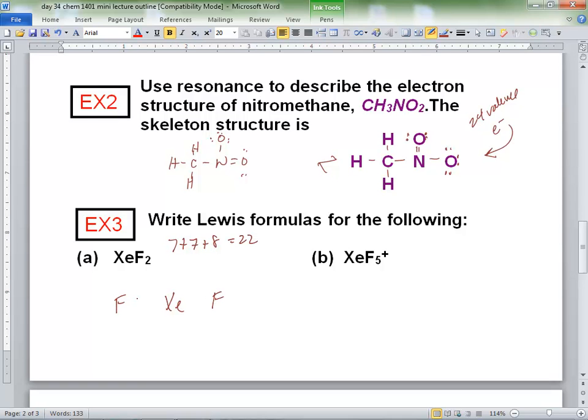So the first thing you do is connect them, make octets on everything surrounding. Any electrons left over, you put in the middle. And that's breaking the octet rule, only if you have to. So I've used 16. I have to put on 6 more. That's 3 lone pairs. Pair them up so it's easy to see that they're lone pairs. You just keep putting them there until you've used them all up.